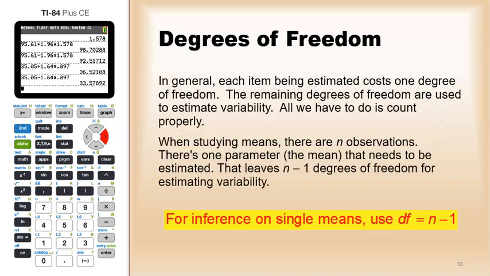And in general, each item being estimated costs 1 degree of freedom, whereas the remaining degrees of freedom then are used to estimate variability. So all you really need to do is count properly.